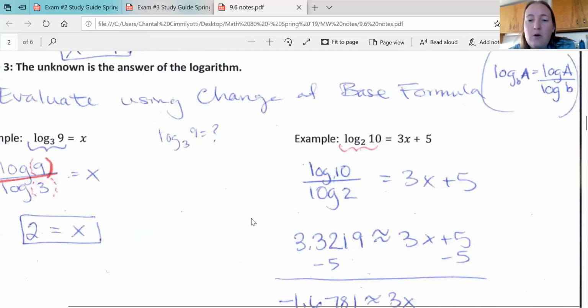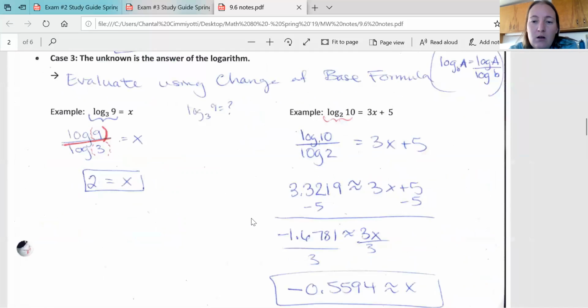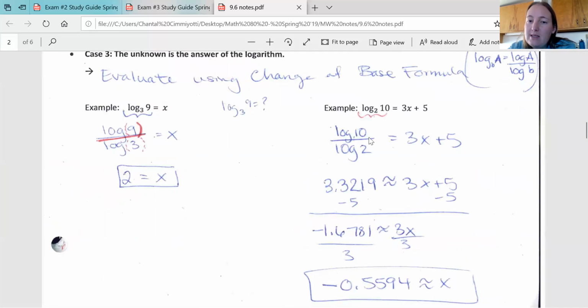All right, so this example over here, the log is isolated. I can find the value. There's no unknowns of this. So log base 10 of 10, log 10 divided by log 2. So these are both invisible base 10. You can also use the ln button. Log base 10, like change of base can be, you can make it base 10 or you can make them both base e. And base e would be the ln button.